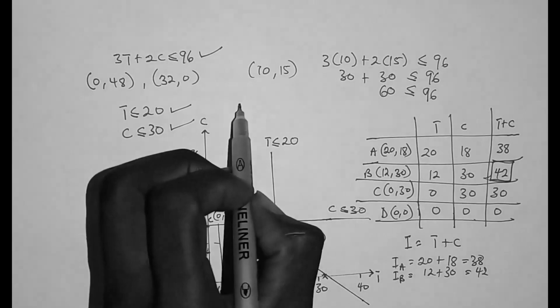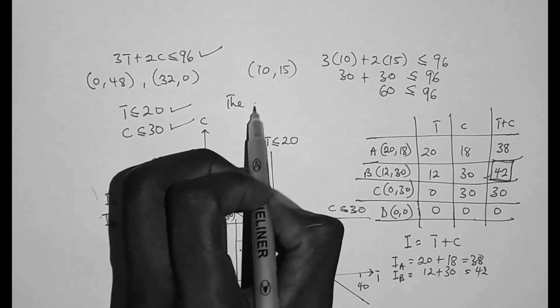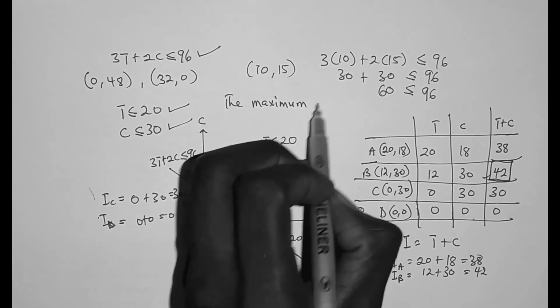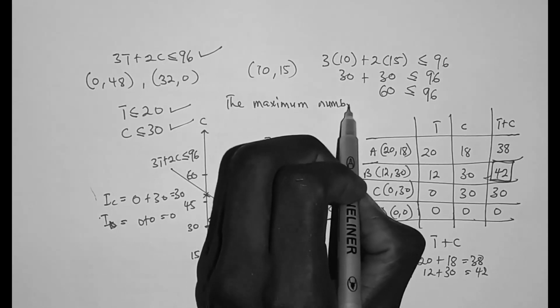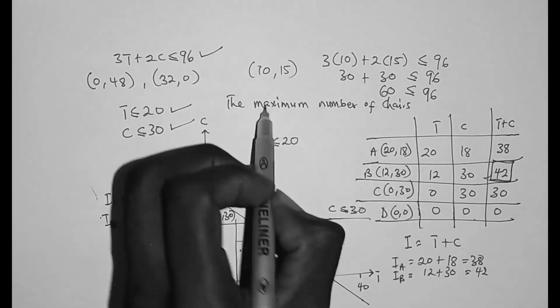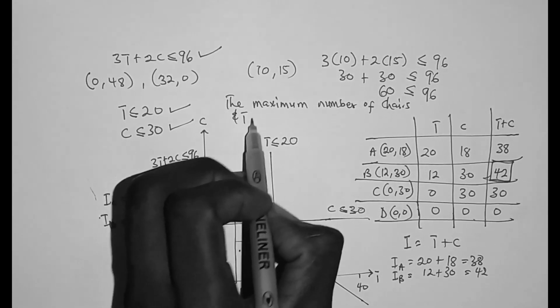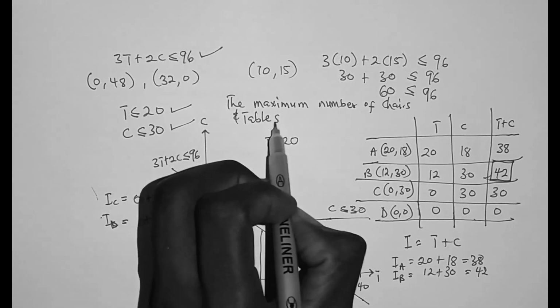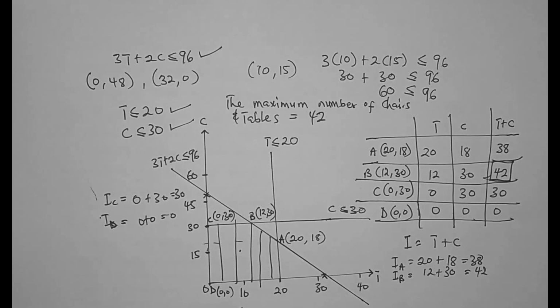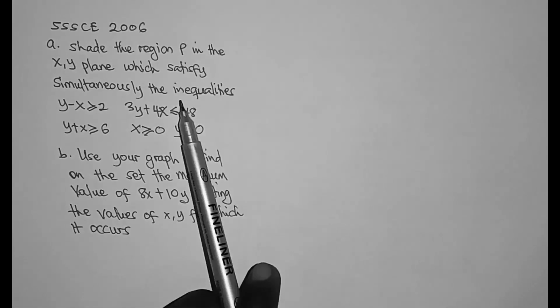And therefore, we can conclude that the maximum number of chairs and tables that you can make is equal to 42. 42 chairs and tables. That is the maximum number that you can make.